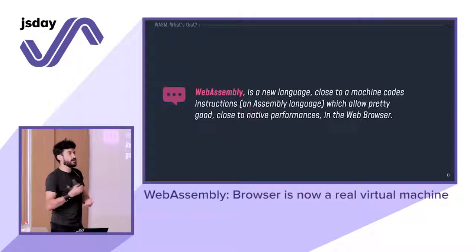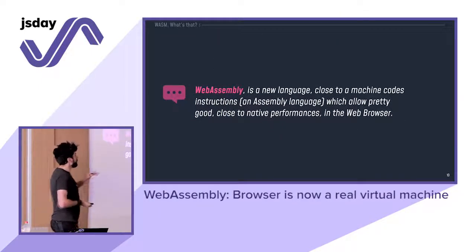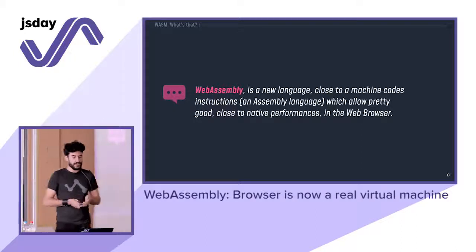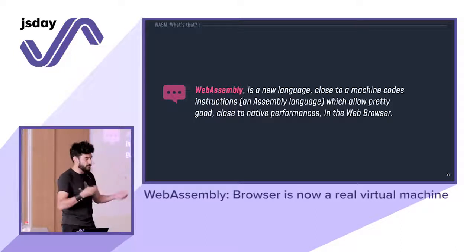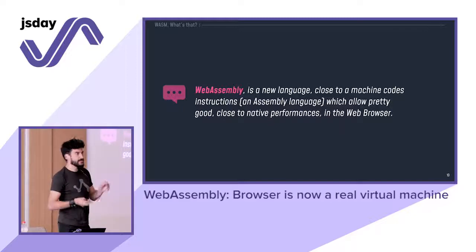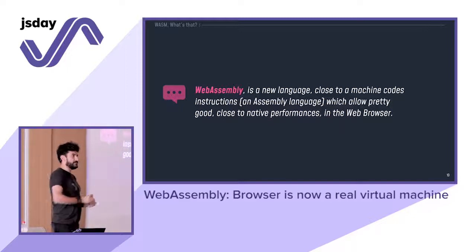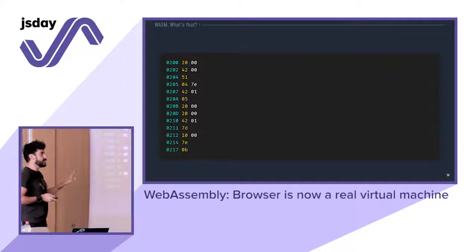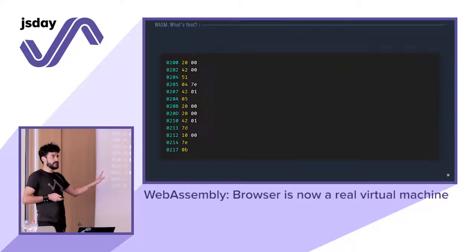And this is where WebAssembly comes in. WebAssembly is just a new language, close to machine code instructions, so an assembly language. And it's close to native performance. In fact, this is WebAssembly code.